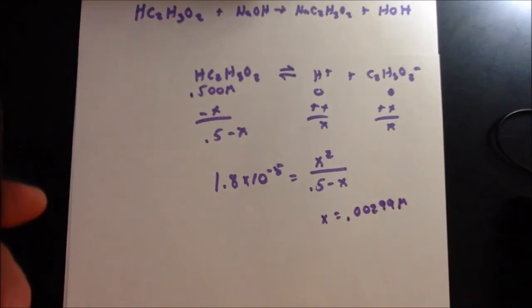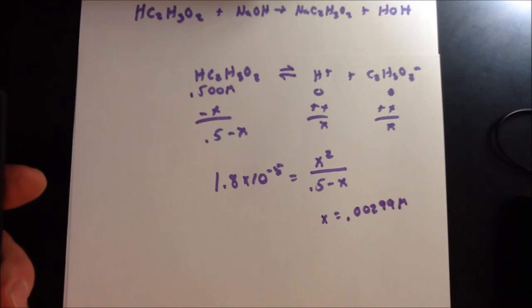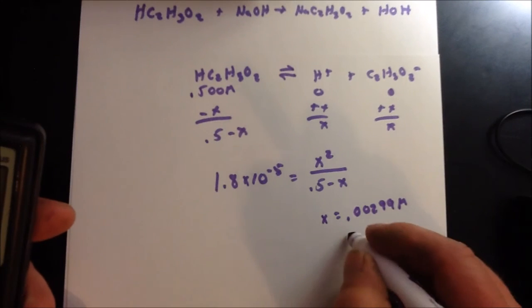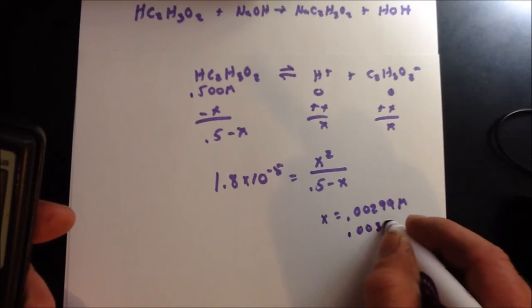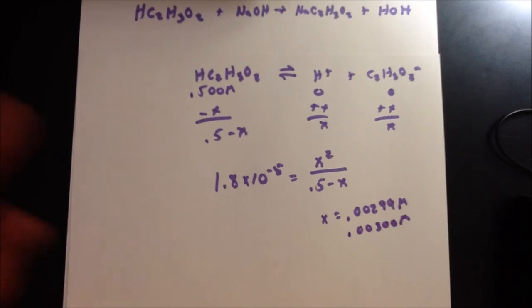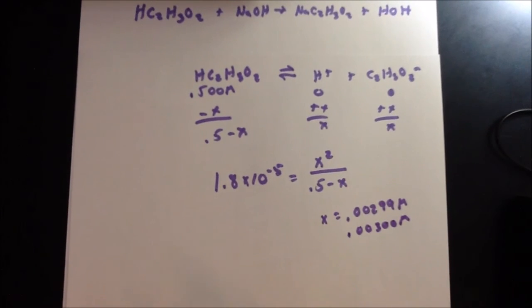What if I had just ignored the x without the quadratic formula? I'm going to distribute the 0.5, so 1.8 times 10 to the negative fifth multiplied by 0.5, and then I'm going to take the square root of that, and I get 0.003. So you can see there's not a real big difference here in terms of the calculations of using the quadratic formula versus not using the quadratic formula in this particular problem.